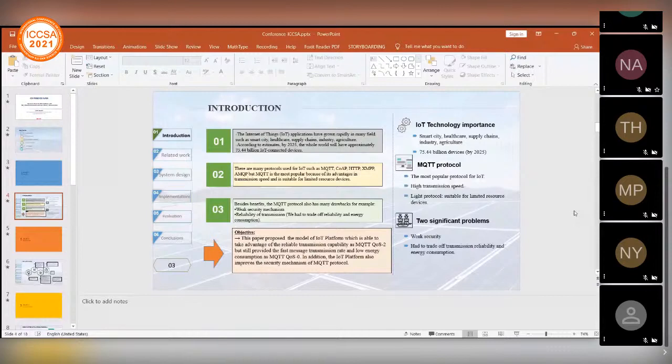Okay, we go to part two, related work. In part two, we summarize some research papers.